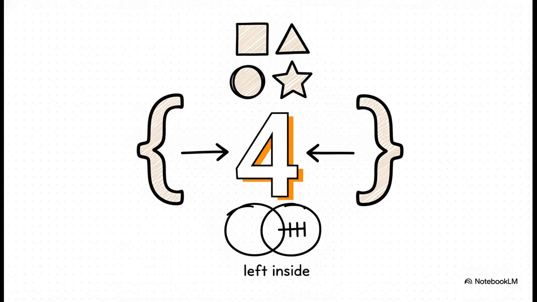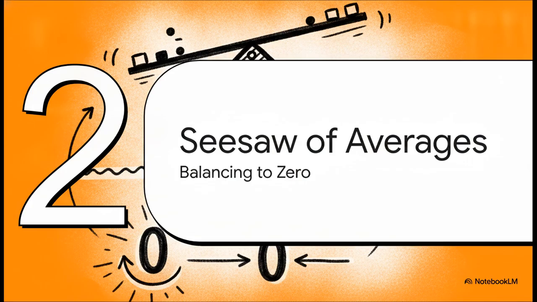Notice what we didn't do. We didn't do any massive complex arithmetic. We just logically deduced the boundaries, mapped where they overlapped, and counted what was left inside. That is the true power of tool number 1. All right, moving right along to part 2, the seesaw of averages, balancing to 0.